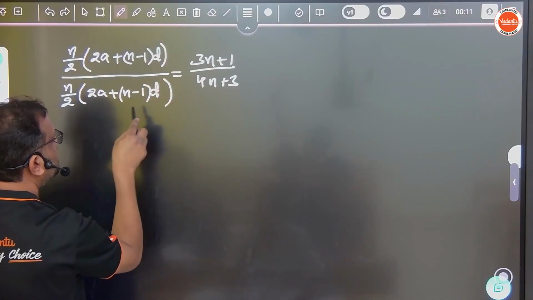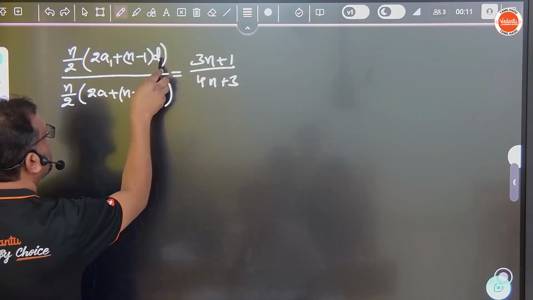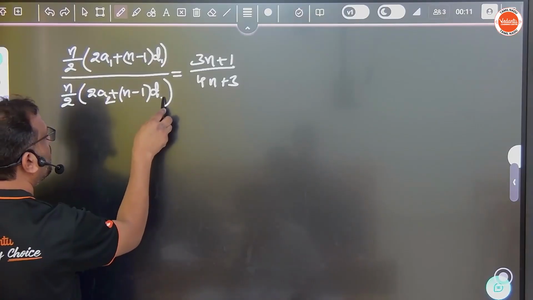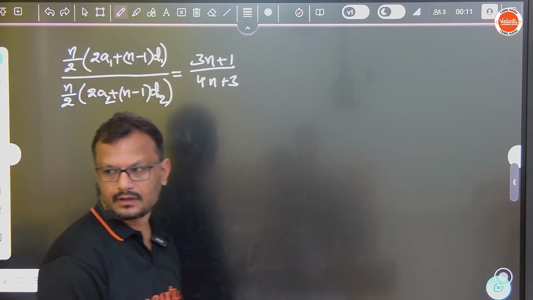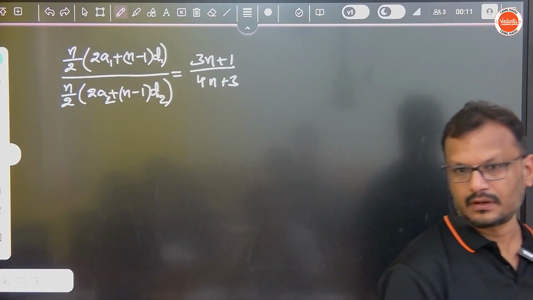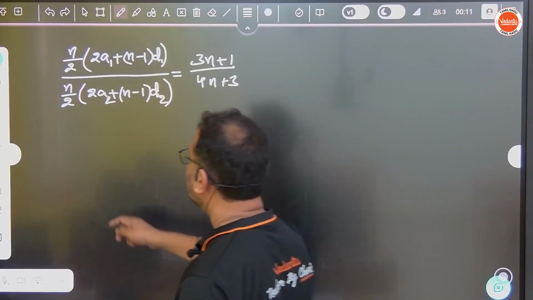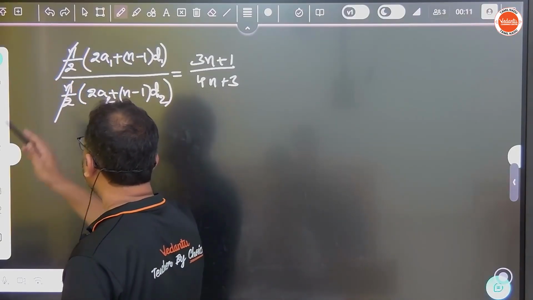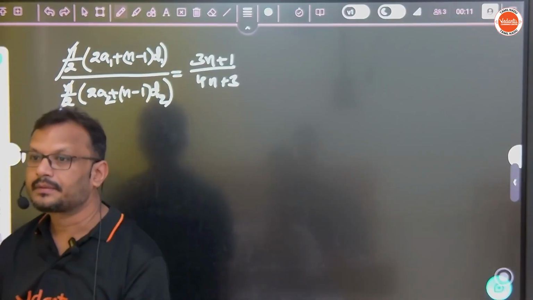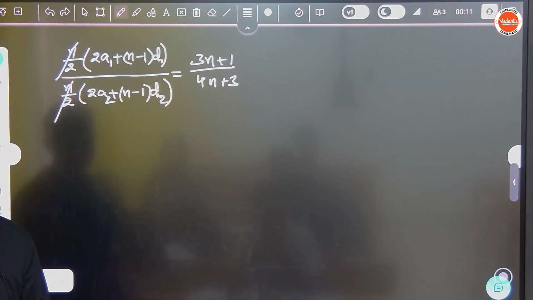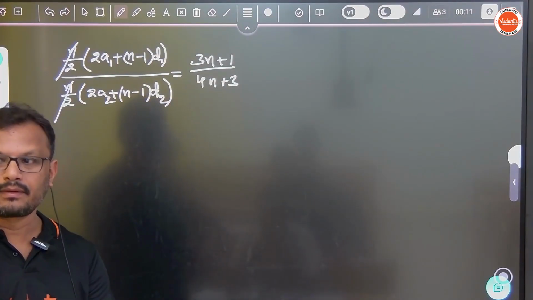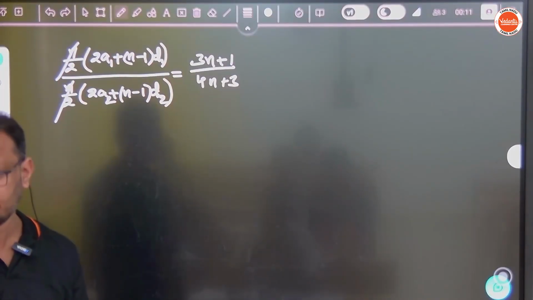But it's not the same AP, no? We will take a2, d2. Different first terms and different common differences. Right, so obviously these two get cancelled. What is being asked? The ratio of mth terms. In place of mth terms, they can give any constant value also.